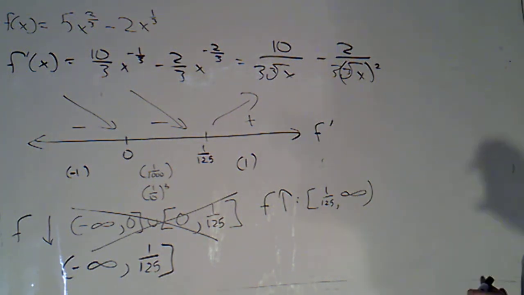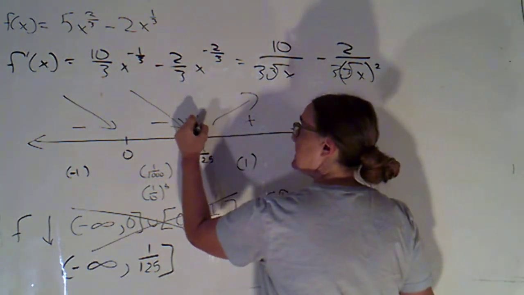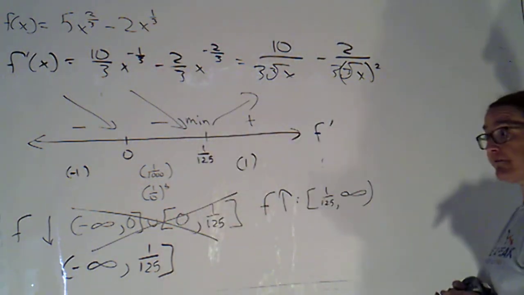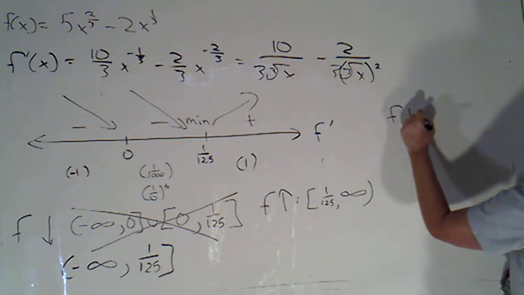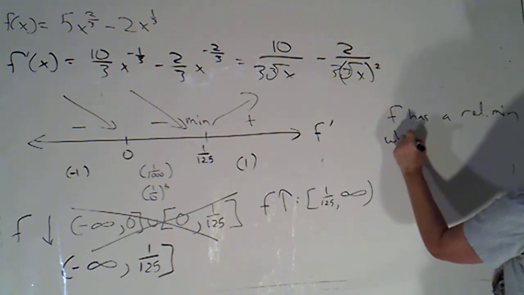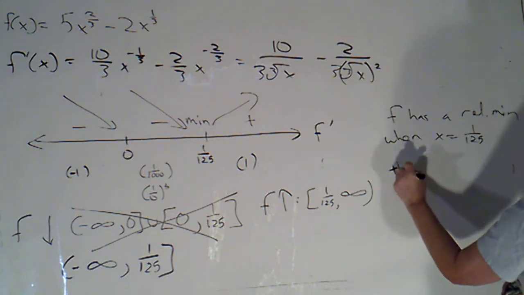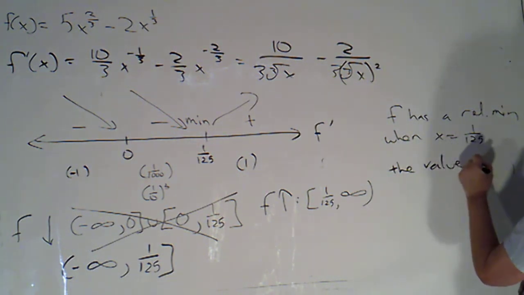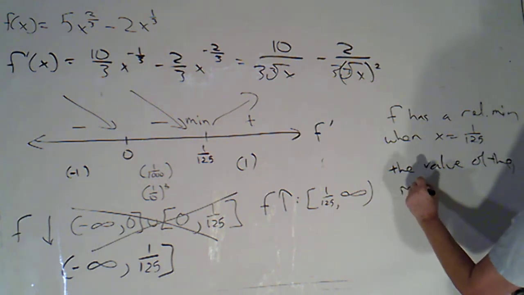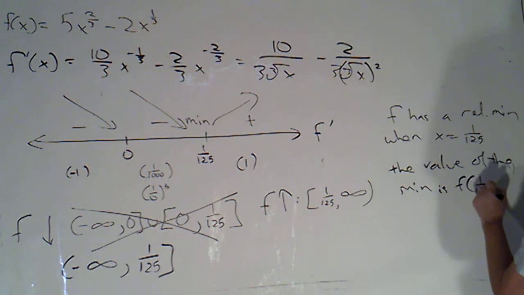Excellent. Okay. Now, I also asked about relative maxes and mins. I can see from the shape of those arrows I'm going to have a min here. So f has a relative min when x equals 1 over 125. The value of the min is f of 1 over 125.